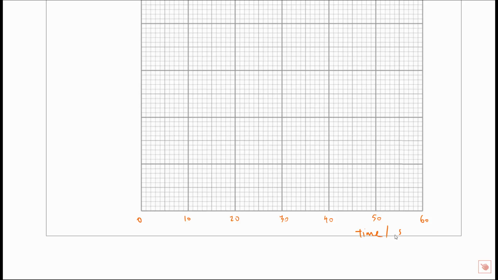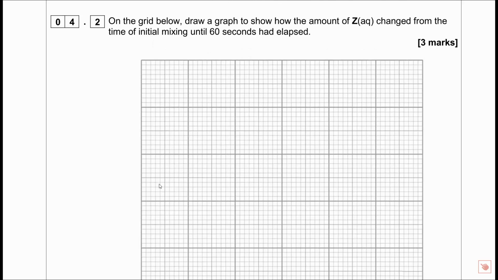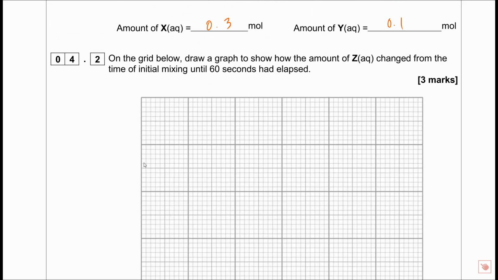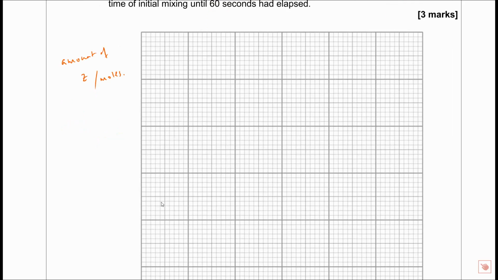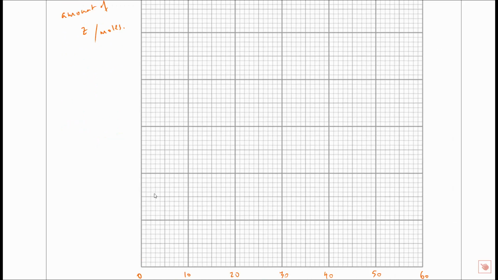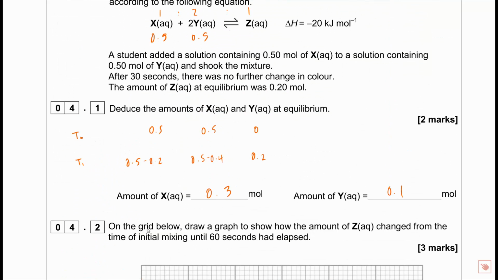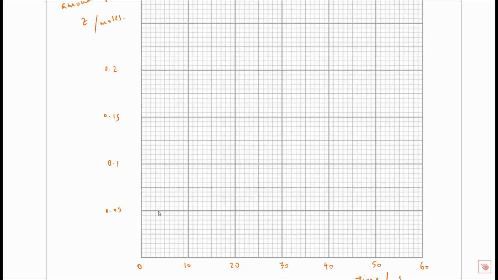Time in seconds. You're getting 1 mark for all of the axes and scales and units being correct. It's ridiculous. Amount of Z, in moles. We've got 6 values of Z. 0 to 0.2 split across here, so how am I going to do that? You've just got to use over half of it basically. So 0.05, 0.1, 0.15, 0.2 would be how I would probably do that.